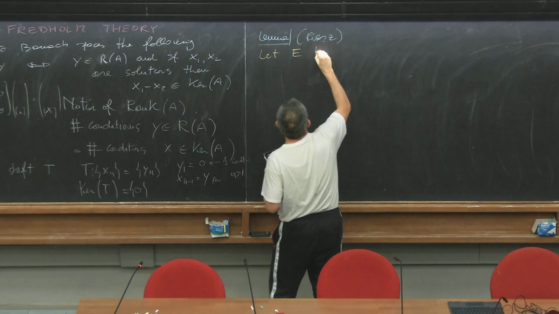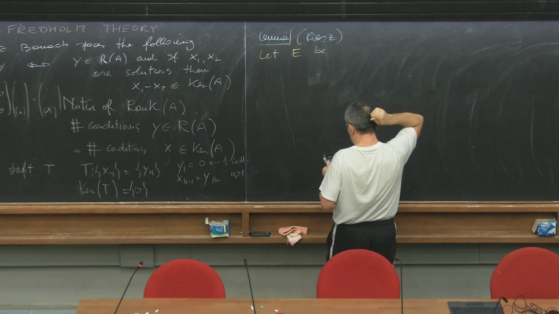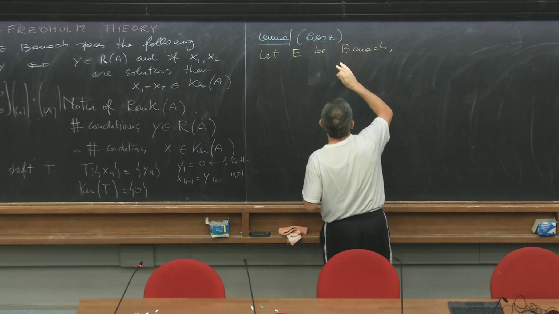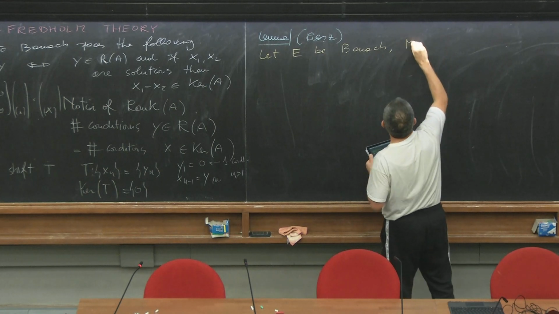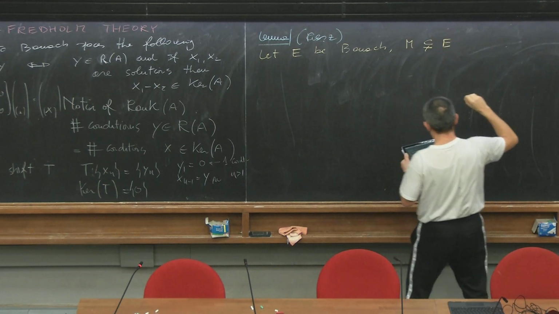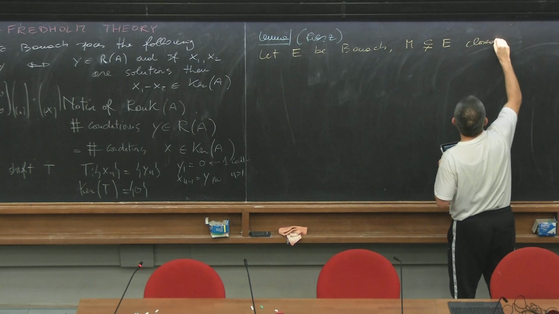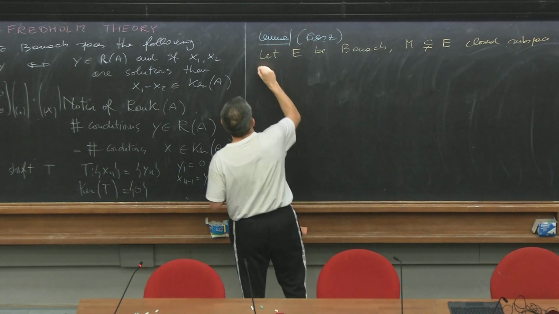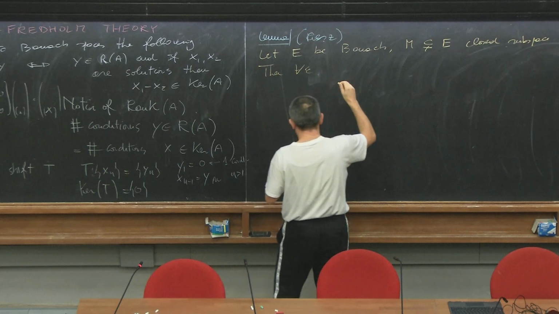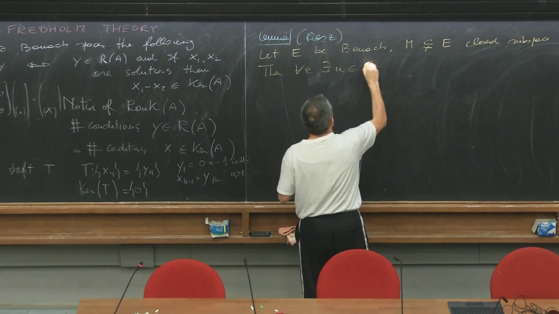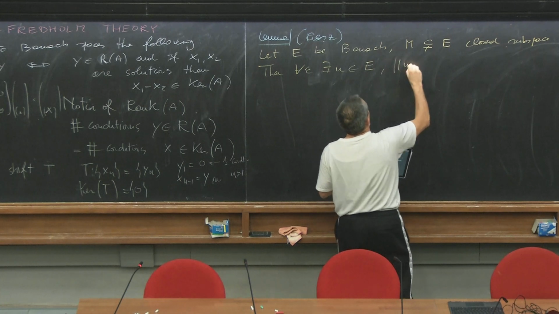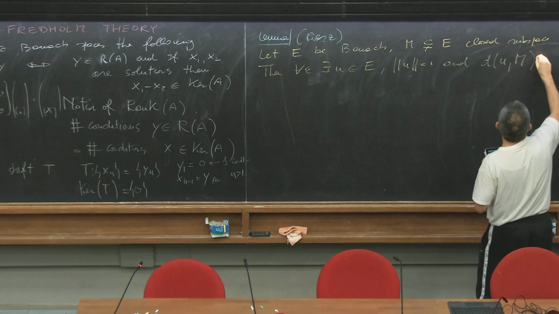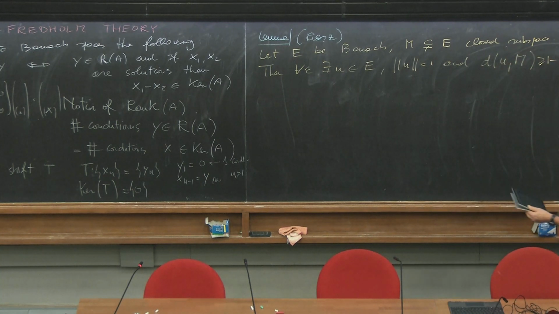Let E be normed, but we will stay in Banach. We don't use the completeness, but it doesn't matter. M contained in E is a closed subspace. Then for all epsilon, there exists a U in E such that the norm of U is equal to 1 and the distance of U from M is larger than 1 minus epsilon.